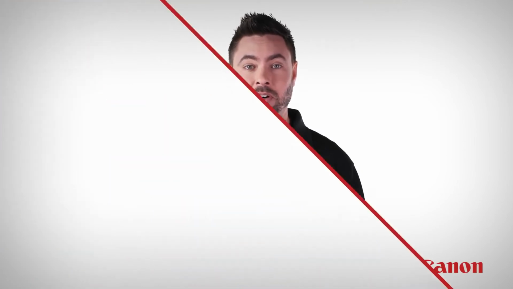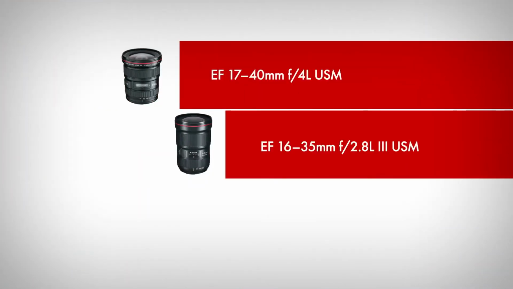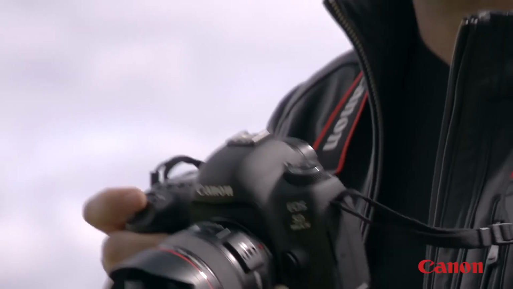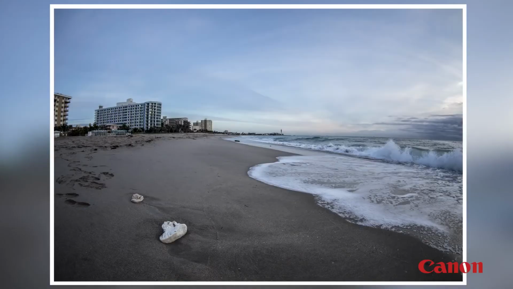If you shoot with a full-frame camera, you'll get the same look from lenses like the EF 17 to 40 millimeter or 16 to 35 millimeter zooms, or even a fixed focal length lens like the EF 14 millimeter f2.8. Any of these will bring you solidly into ultra wide-angle territory and put that visual power into your hands.